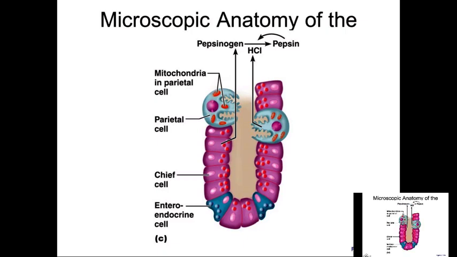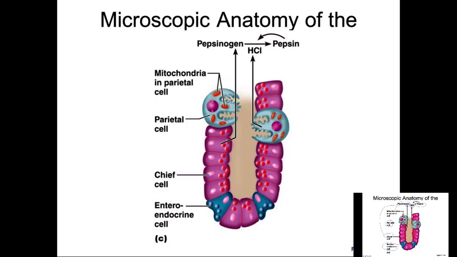Again, a really nice illustration showing pepsinogen to pepsin. The reason that happens is the hydrochloric acid made by the parietal cells. And the chief cells are what's making the pepsinogen. The hydrochloric acid knocks off the "ogen," giving us pepsin. These enteroendocrine cells are really important too. They make histamine, they make CCK, they make serotonin. Really important cells as well.